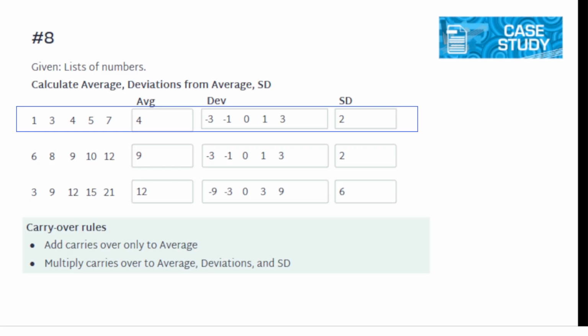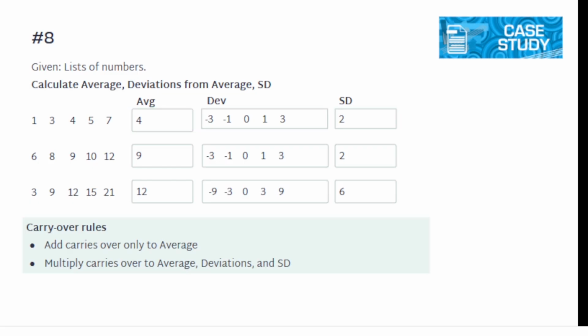You can do it in Excel or in Google Sheets, as we saw how to use the functions. You will get 2 for the standard deviation of this list. For the second one, if you do the math, you sum them up and divide by 5, and you will get 9. Then the deviations from the average, one by one: 6, how far away is it from 9? Minus 3. 8, how far away is it from the average? Minus 1. 9 is 0, the deviation is 0. 10 is plus 1. 12 is plus 3.